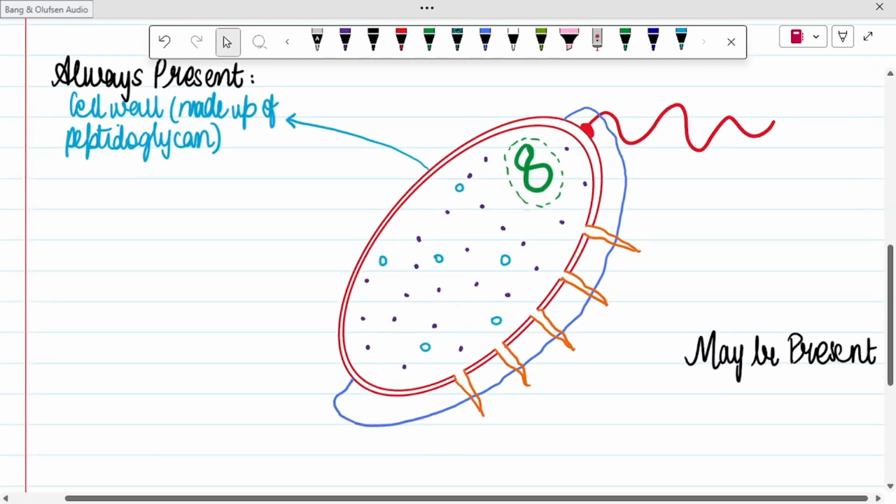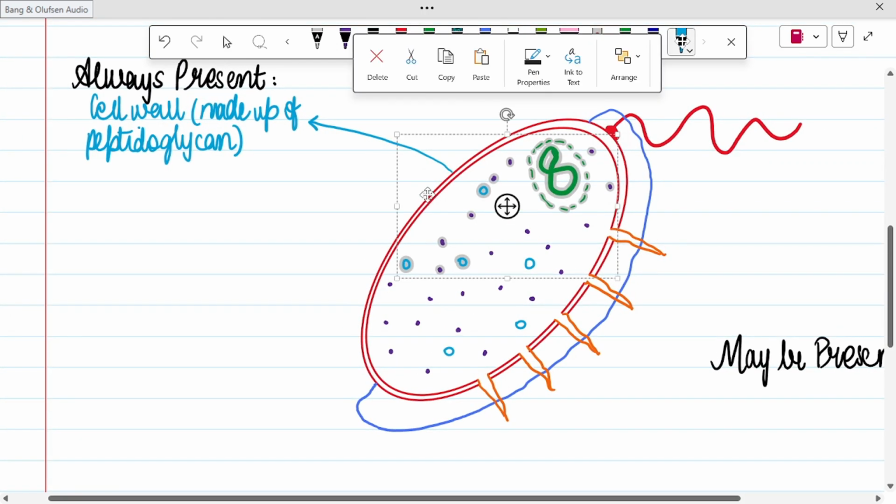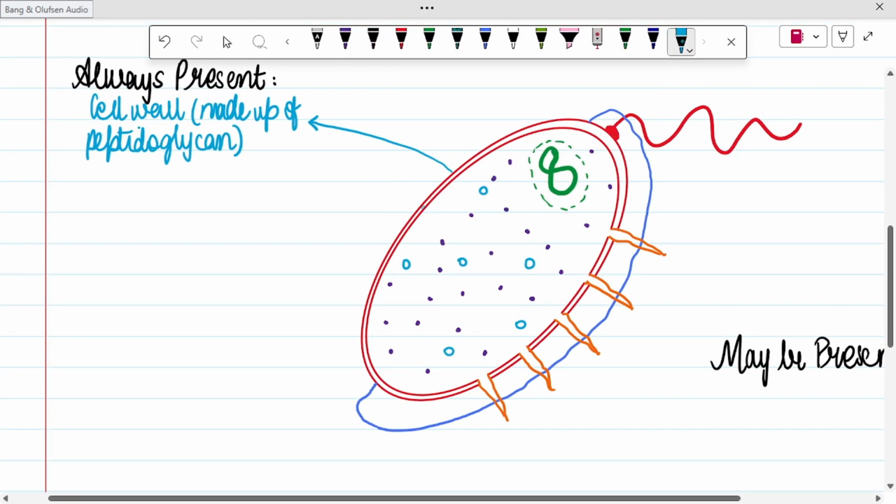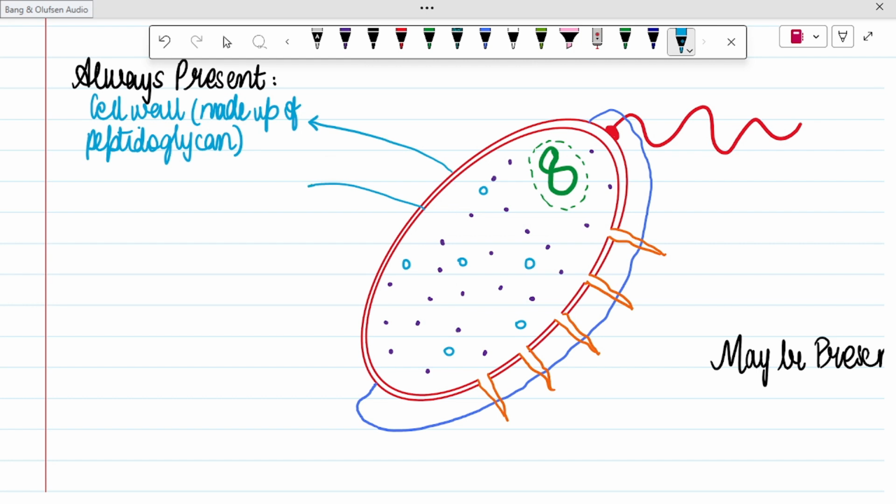सबसे outer वाली layer is your cell wall. फिर inner वाली क्या होती है? Cell membrane होती है, exactly as your animal cell या eukaryotic cell. So this is your cell membrane. फिर if you look at this, आपके पास circular DNA होता है. ये रहा. This thing is your circular DNA.